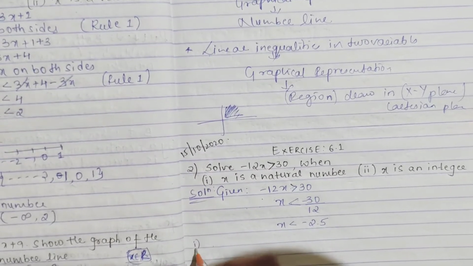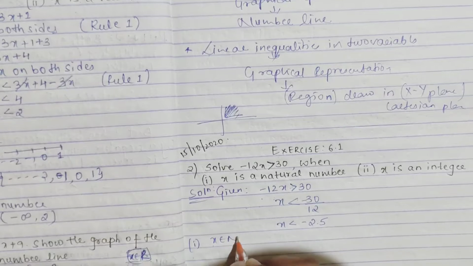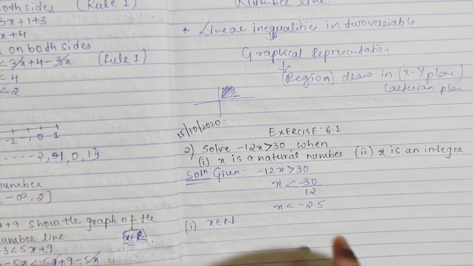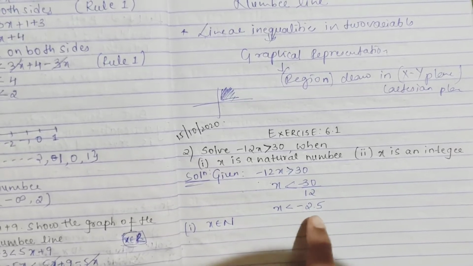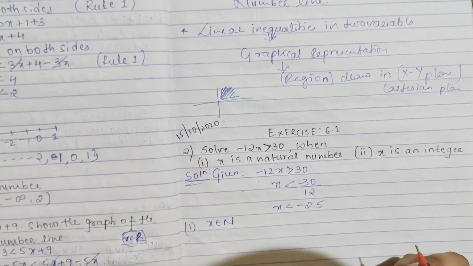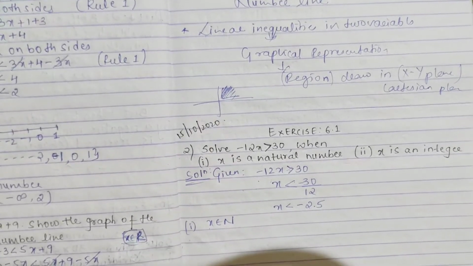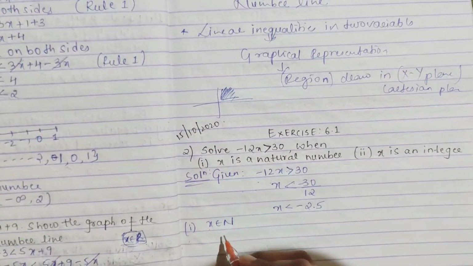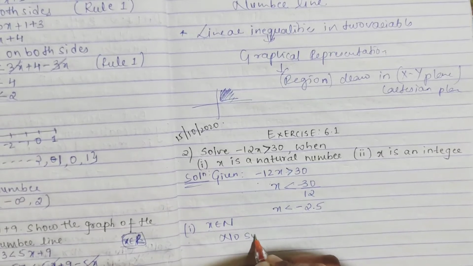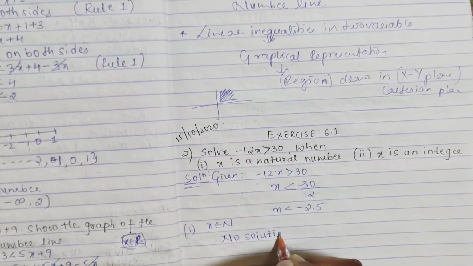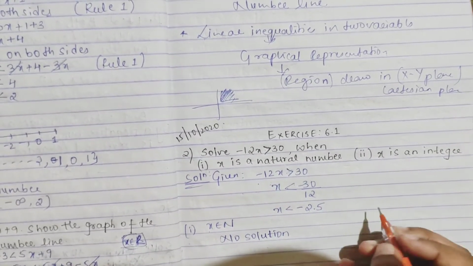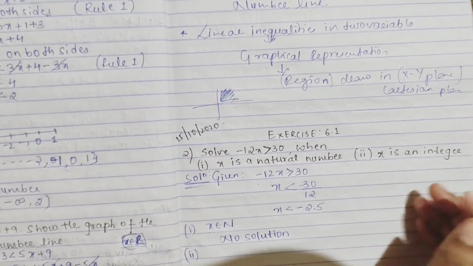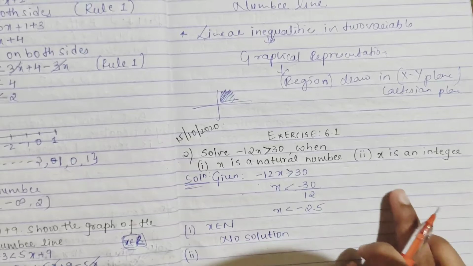Now first we'll check what they're telling: x belongs to natural numbers. Here we have to find the natural numbers with x less than minus 2.5. Such natural numbers are not there, so it has no solution. Why is it not there? You should be careful, because they're telling natural numbers, and natural numbers can never be negative. Natural numbers are from 1 to the positive side, right?